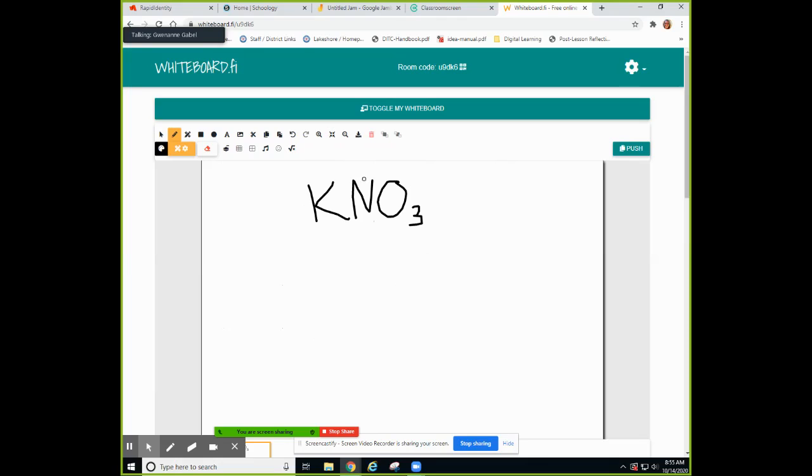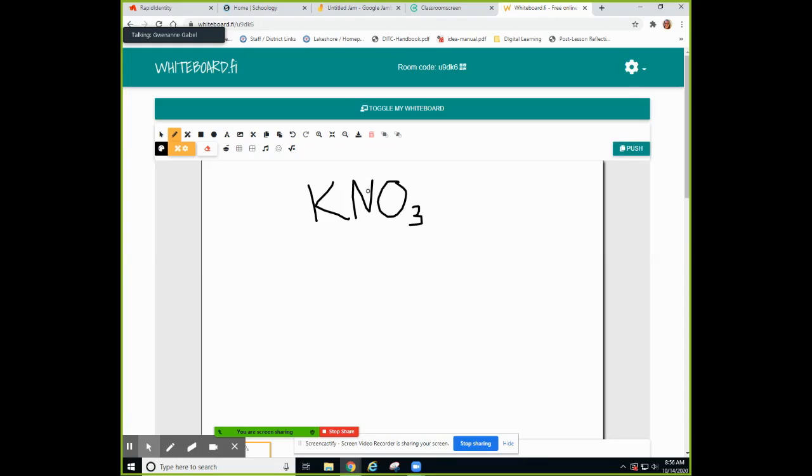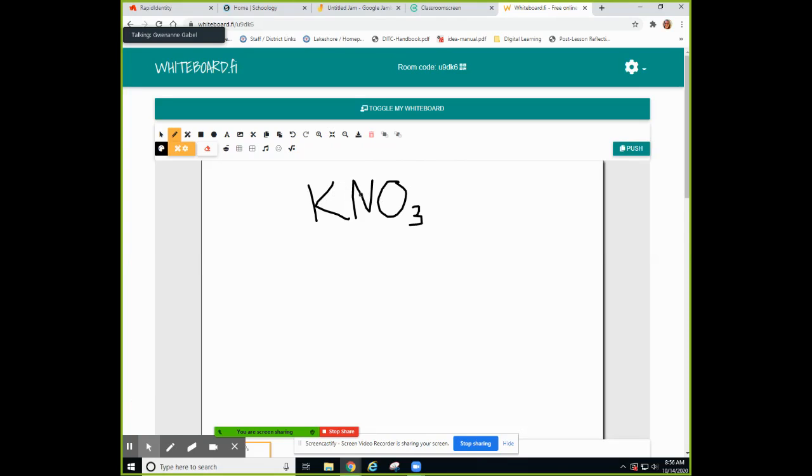So what is a chemical compound? What is a compound? Y'all answer that for me in the chat. A compound is 2 or more elements that are chemically bonded together. And we represent compounds with chemical formulas, okay? What you see right here is a chemical formula, and it's telling us that potassium, nitrogen, and oxygen have bonded together. So let's do our T-chart.